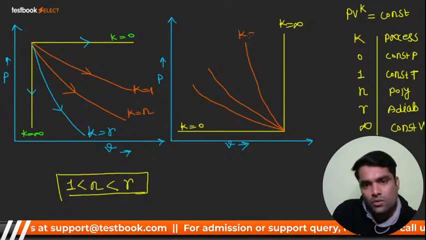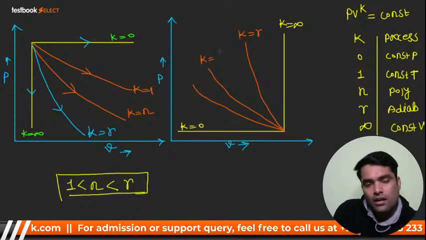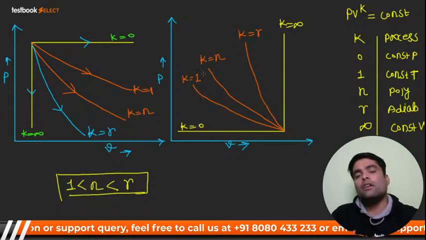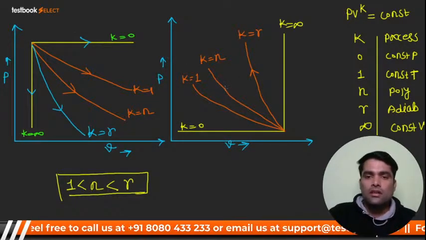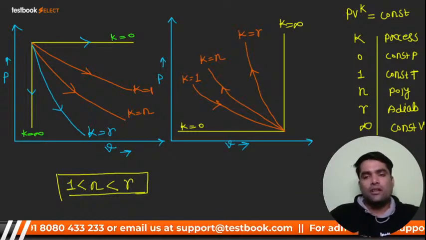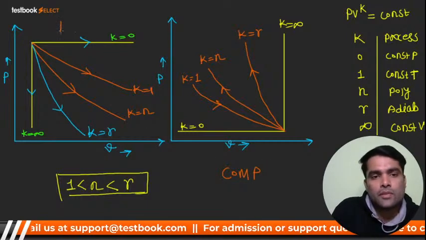It is K equal to gamma. And K equal to what? N. And this is K equal to 1, right? So this process will look like this in compression, and this is for expansion. Okay, bacha party, I hope it's clear. Same thing we have drawn. This is for compression and this is for expansion.